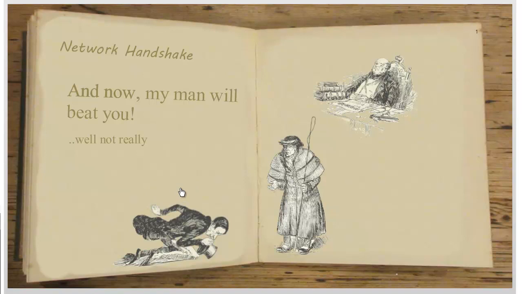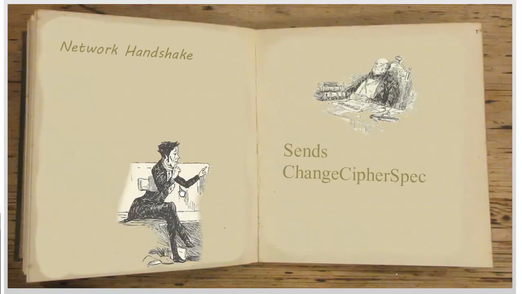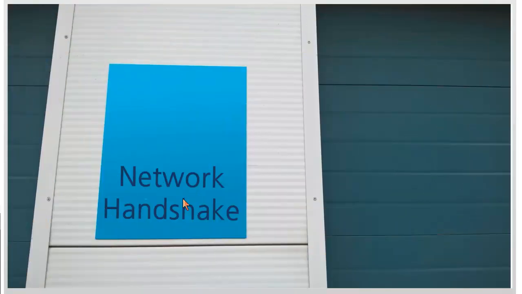What happens then is the server will send a change cipher spec, and then they can begin to send the data between themselves in a secure way. Well, that's that. It's nice and easy, isn't it? Thank you for listening.